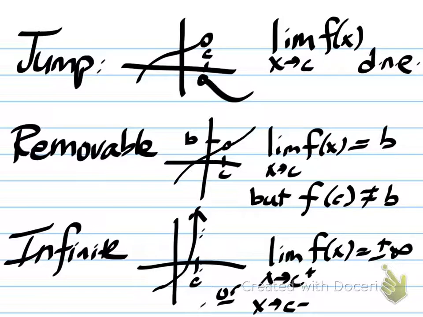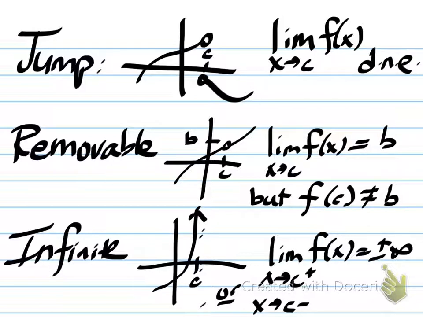Removable discontinuities have the following feature. The limit exists, which is to say in this particular example, the limit approaching c of f of x is equal to b. However, the function at exactly c is not equal to b. In this case, the function evaluated at c is undefined, but the function at c could be anything except for b, meaning you could have a value up here somewhere. So in layman's terms, the limit exists.